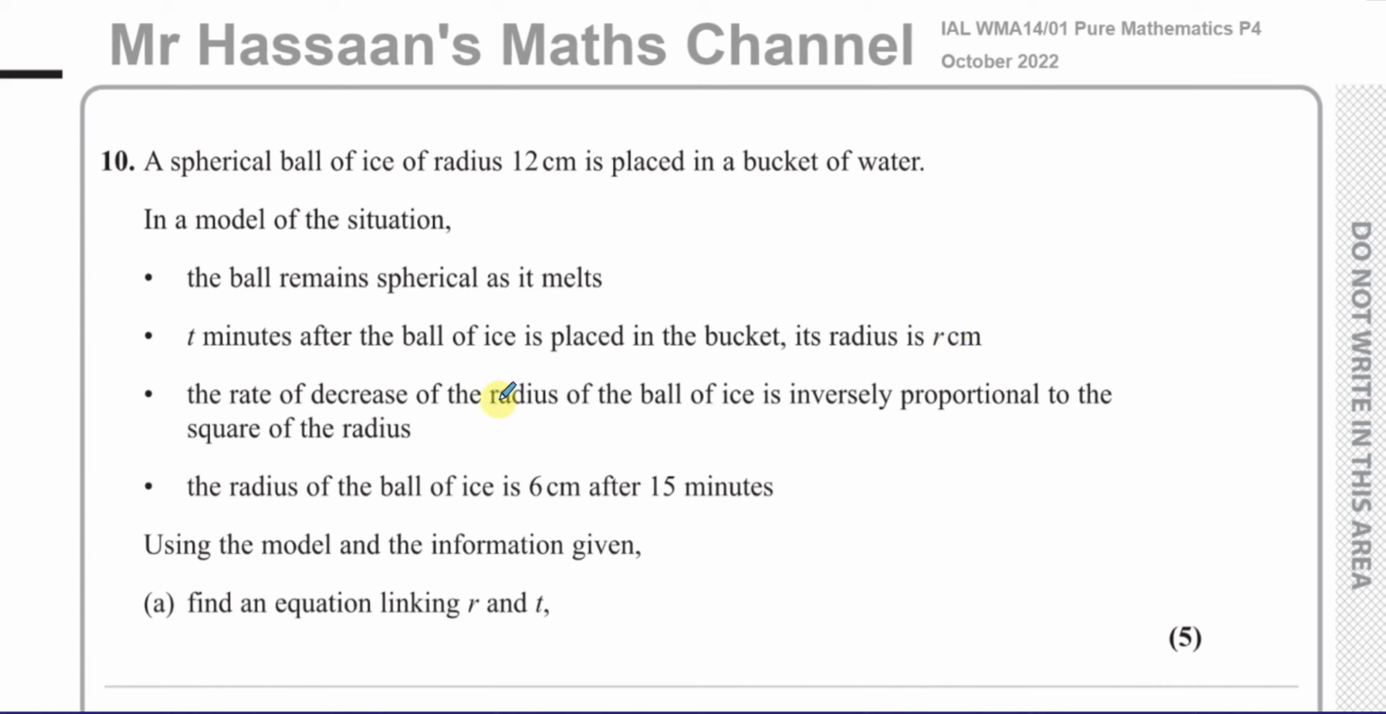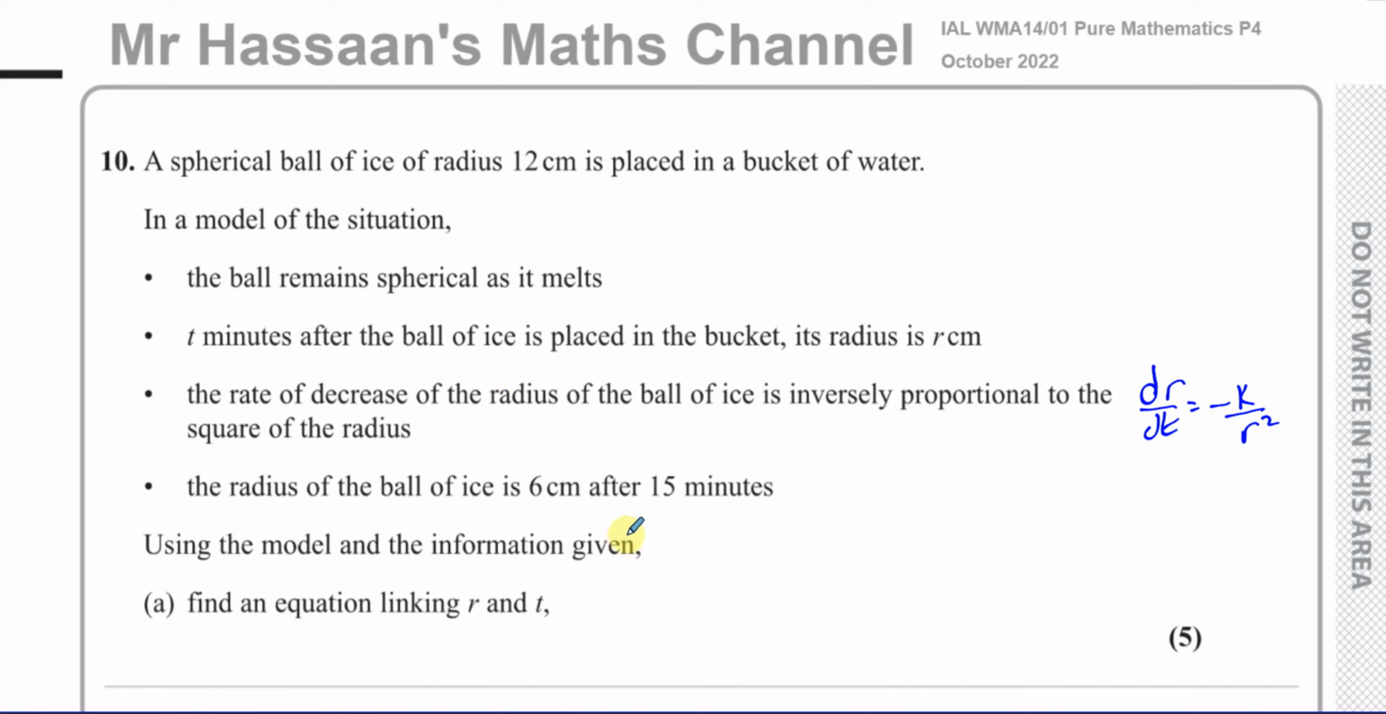The rate of decrease of the radius of the ball of ice is inversely proportional to the square of the radius. So we can say from this that dr/dt is equal to minus k divided by r squared. It's a decrease, so it's going down, so you have minus k over r squared. It's inversely proportional, so it's k divided by the square of the radius. Of course, the radius of the ball is going to decrease as it melts.